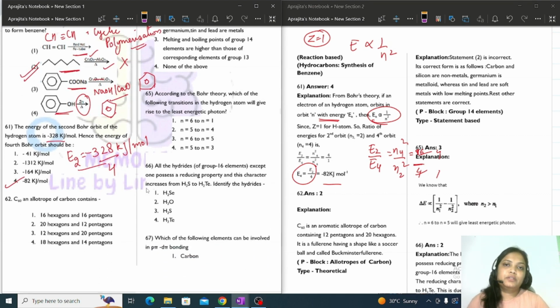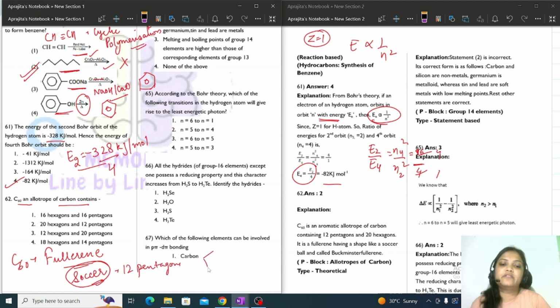Now next, question 62. C60 is an allotrope of carbon, which is fullerene, also known as Buckminsterfullerene. It has a shape like a soccer ball, which contains 12 pentagons, the five-sided figures like this, and 20 hexagons. So 12 pentagons, 20 hexagons, the answer is option 2.